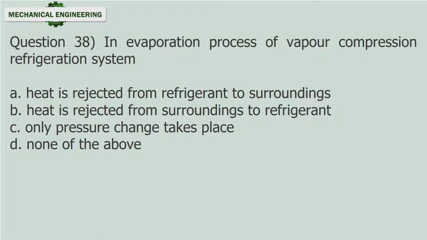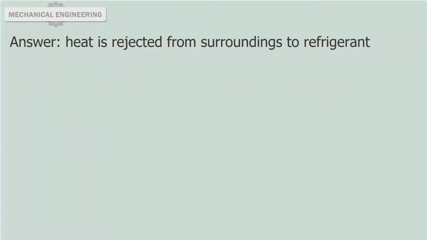Question 38. In the evaporation process of vapor compression refrigeration system: A. Heat is rejected from refrigerant to surroundings. B. Heat is absorbed from surroundings by refrigerant. C. Only pressure change takes place. D. None of the above. Answer: heat is transferred from surroundings to refrigerant.